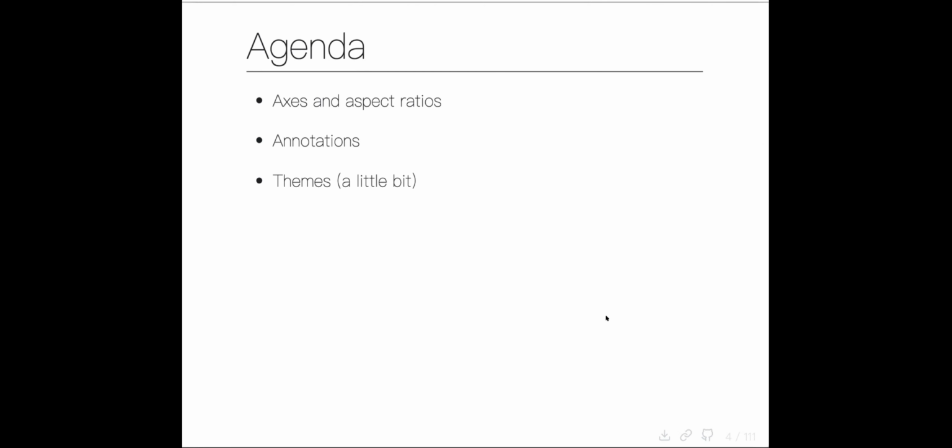All right, so today we're going to talk about axes and aspect ratios. We're also going to talk about plot annotations, and then we'll talk about themes a little bit. Themes are just not that terrifically important, I don't think, compared to other things. They're very stylistic, like what looks good to you. And I've actually had lots of conversations about this with people.